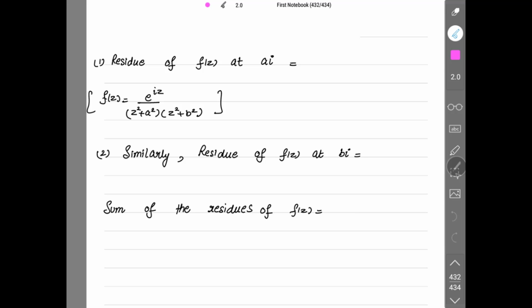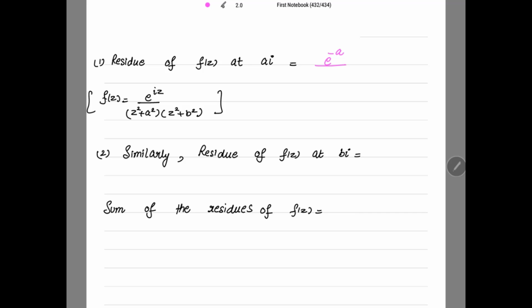So residue of f(z) at a iota. Of course, I'm not having any power in the denominator, so I can use that short trick method for calculating the residue. This is your function f(z). Just put the value of z in the numerator first. So this is e to the power iota z, that is iota into a iota, that is a iota squared, which is negative a. And then you just have to differentiate the denominator with respect to z and then put the value of z in the denominator.